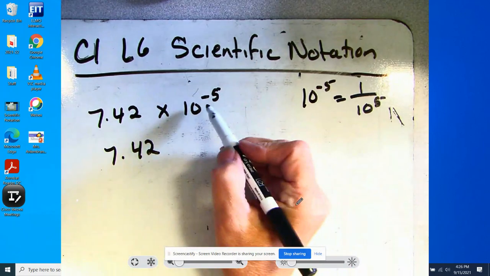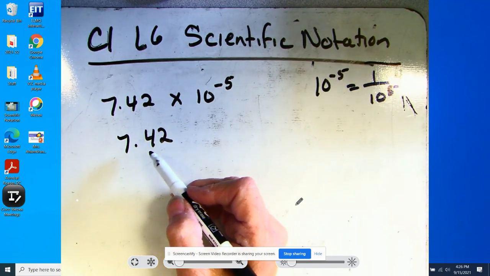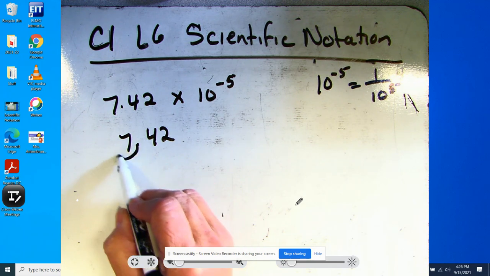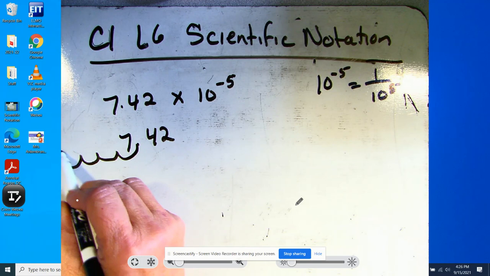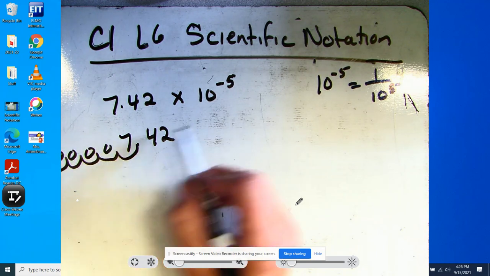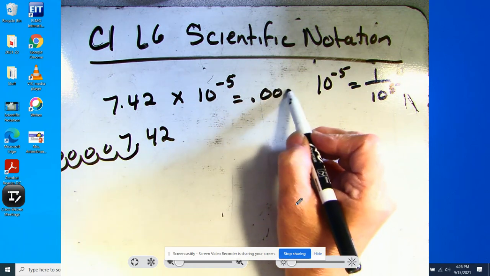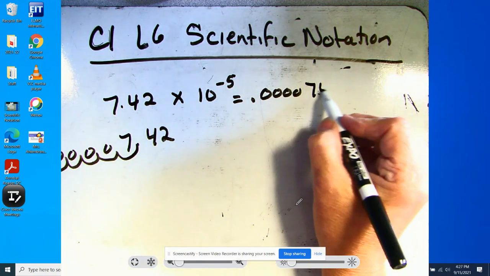So when your exponent is negative, instead of your number getting bigger, you're going to move the decimal to the left and make it smaller. It's going to move 5 places. 1, 2, 3, 4, 5. And you fill each empty space with a 0. So this would be 0.0000742.